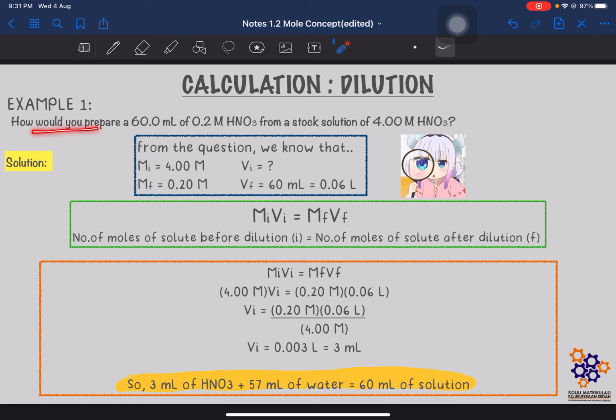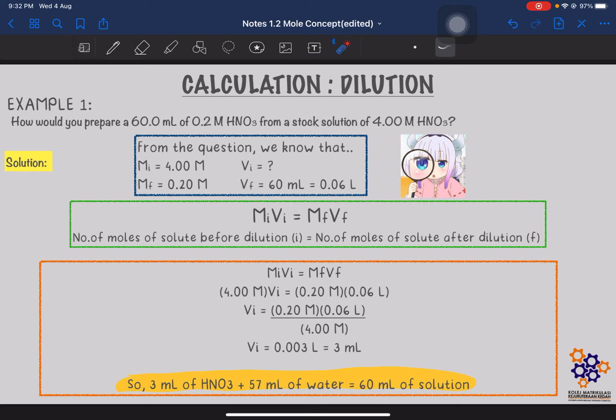So here dia kata, how would you prepare a 60 ml of 0.2 molar nitric acid from a stock solution of 4 molar of nitric acid? So here we know that from the question, the molarity initial, the stock solution, is 4 molar. Okay, kita tak tahu volume initial dia berapa sebab dia kata how would you prepare. Maksudnya berapa stock solution yang kita perlukan to get 60 ml of 0.2 molar nitric acid. So molarity final adalah 0.2 molar and the final volume must be 60 ml. So kat sini Miss convert into 0.06 liter.